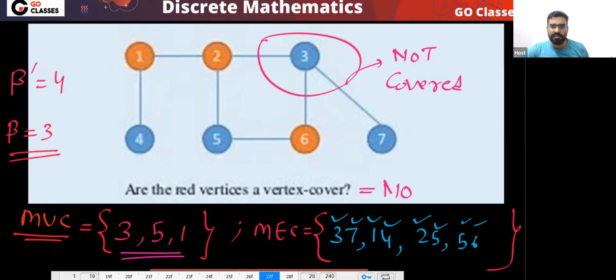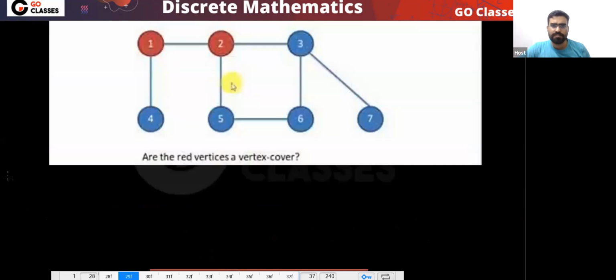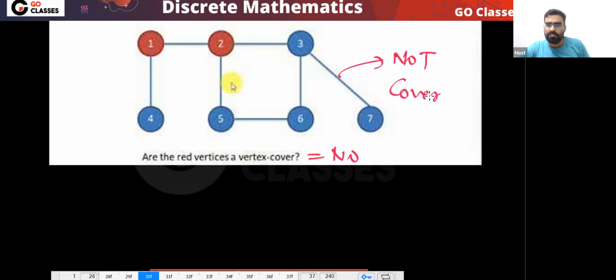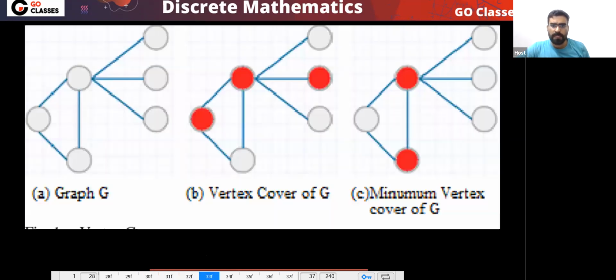Okay, is this clear? So quite simple. What about this question? Is this the vertex cover? This is not the vertex cover. So again, the answer is no, because this is not covered.